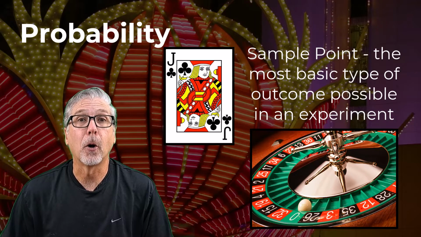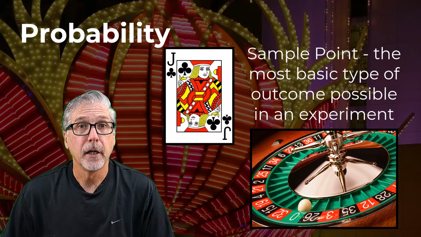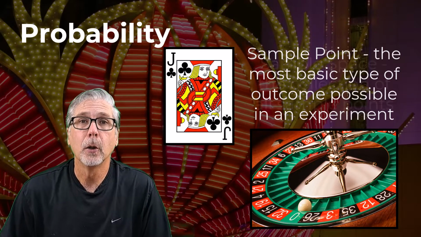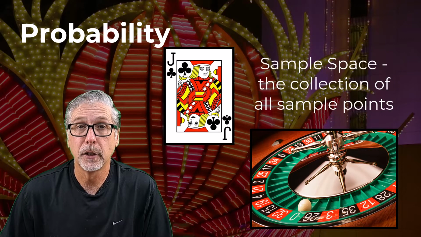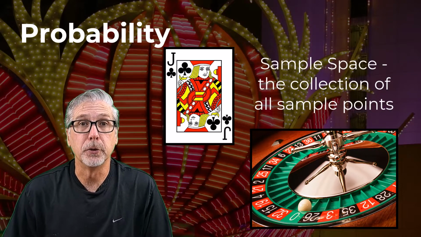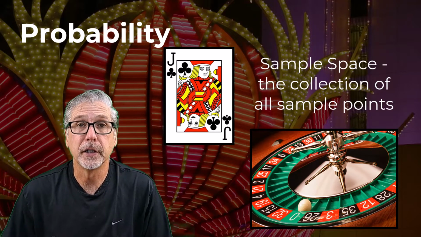If I list out all the outcomes in roulette, so if I list out the numbers 1 through 36, and then the 0 and the 00, that's the collection of all sample points. We call that a sample space. There are 38 sample points in roulette. There are 52 sample points when I'm dealing a single card, because there are 52 cards in the deck.